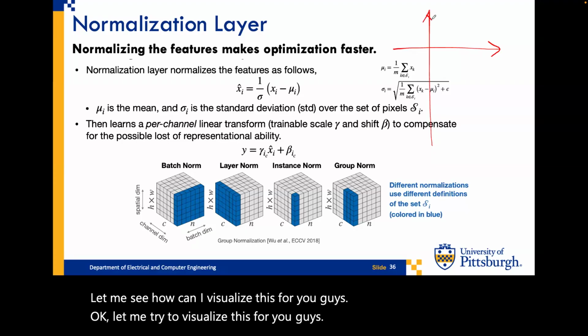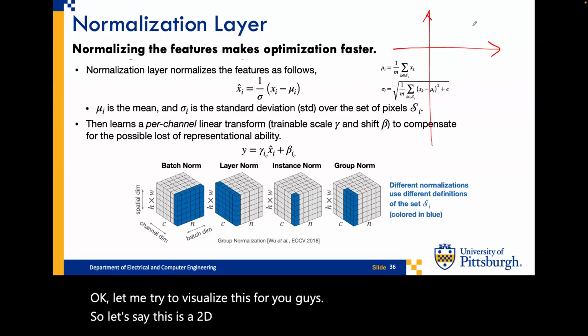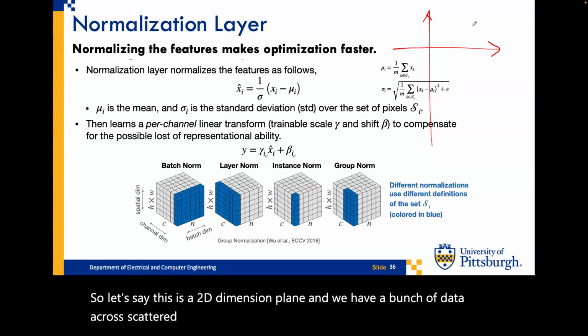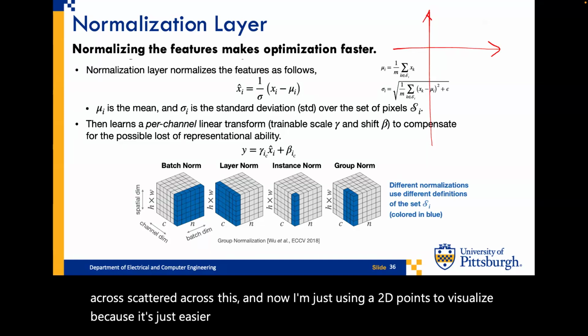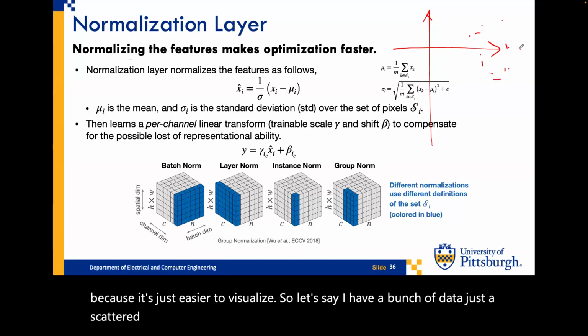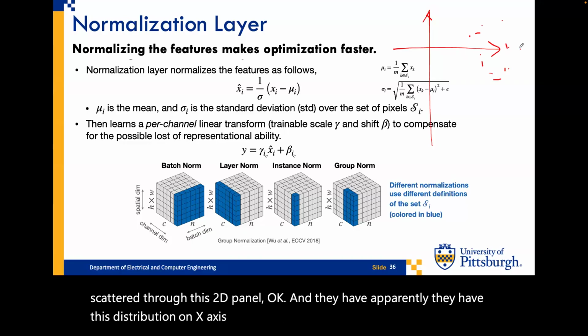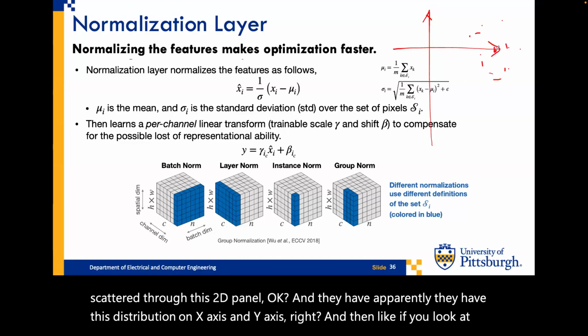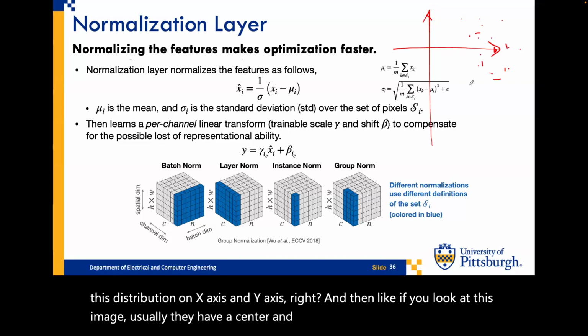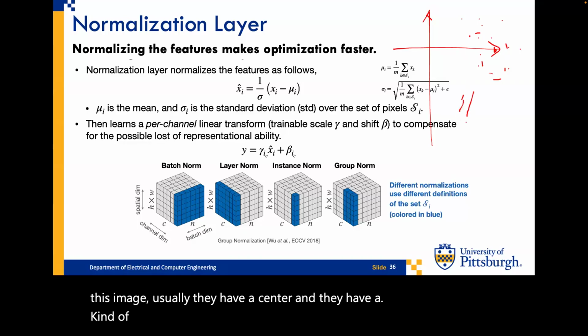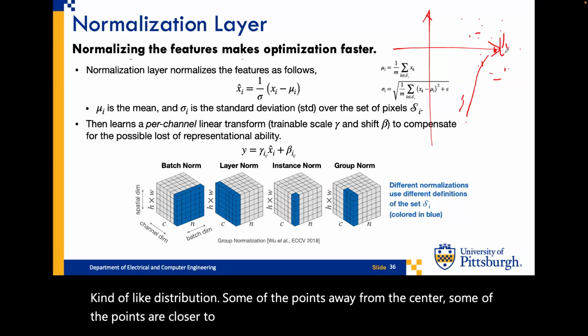Let's say this is a 2D plane, and we have a bunch of data scattered across it. I'm just using 2D points because it's easier to visualize. They have a distribution on the x-axis and the y-axis, right? If you look at this image, usually they have a center and a distribution. Some of the points are away from the center, some are closer to the center. That's the distribution of all these points.